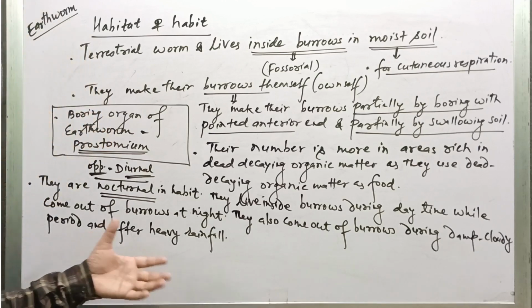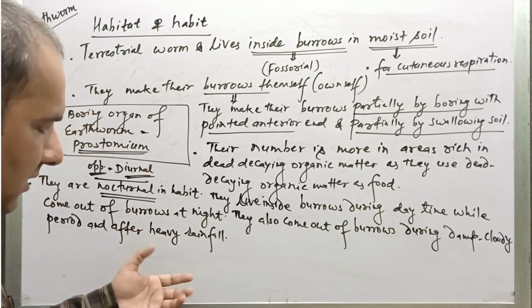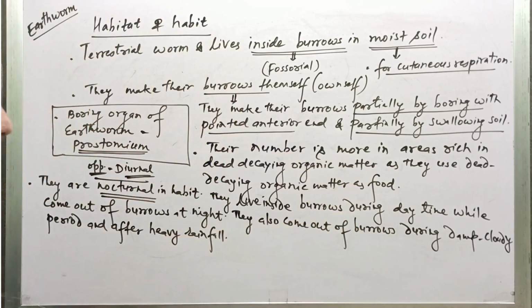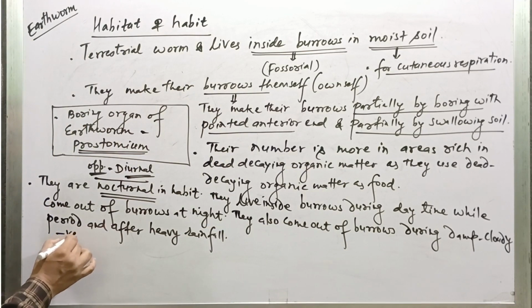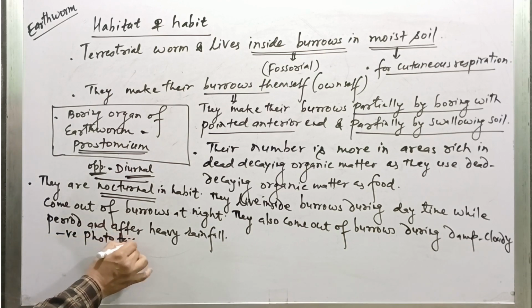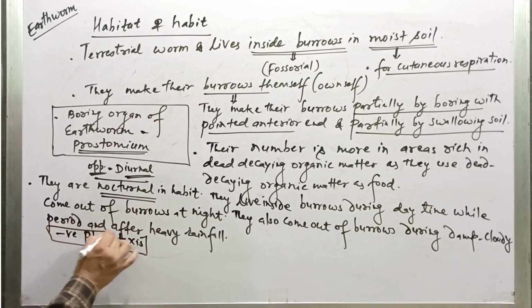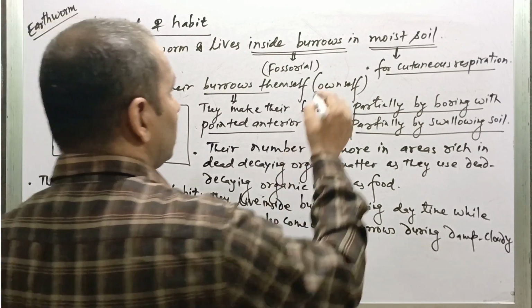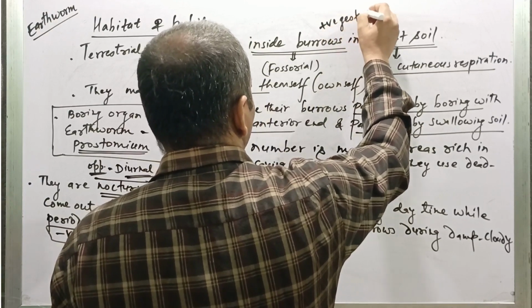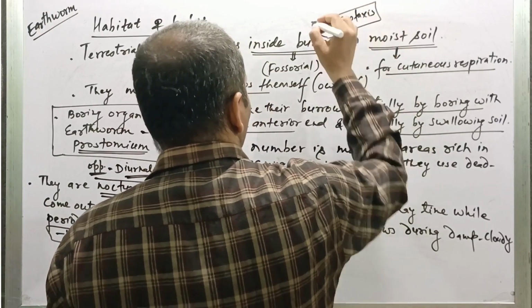After heavy rainfall, the burrows get filled by water, so they come out and they crawl on the ground surface, and during damp cloudy period it becomes dark, so they come out of the burrows. From this point we came to know that they show negative phototaxis. And here they live inside burrows, which means they show positive geotaxis. Positive geotaxis.